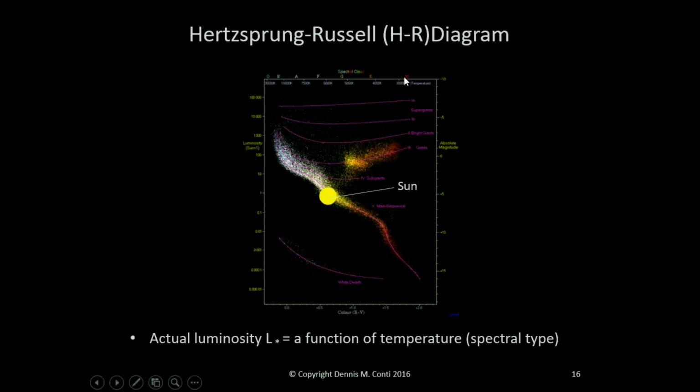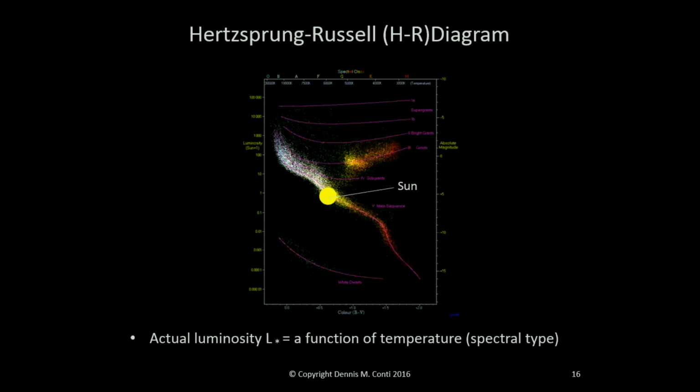There's an interesting relationship between the color or spectral type of a star and its luminosity, as well as between the spectral type and the temperature of a star. So based on the spectral type of a star, one can determine its temperature as well as its luminosity. What's indicated on this diagram, the so-called Hertzsprung-Russell or HR diagram, is the location of our sun, which is indicated with a luminosity of 1. So other stars are relative to the luminosity of our sun.